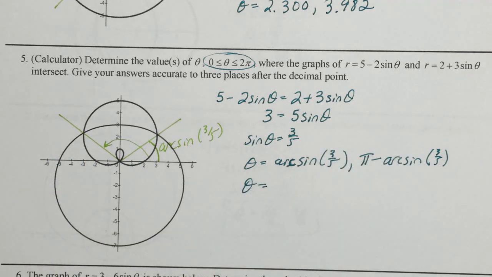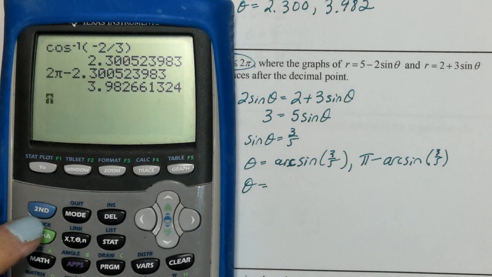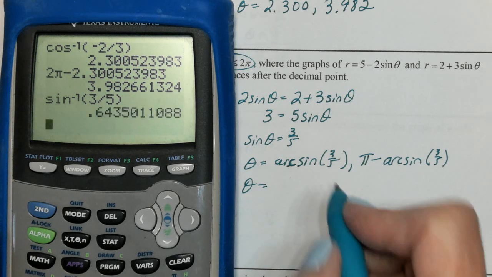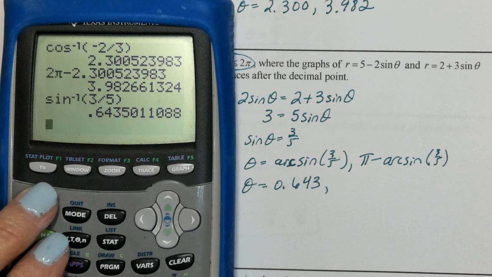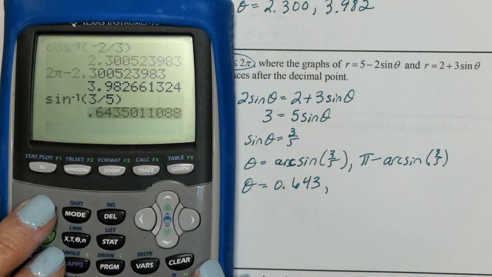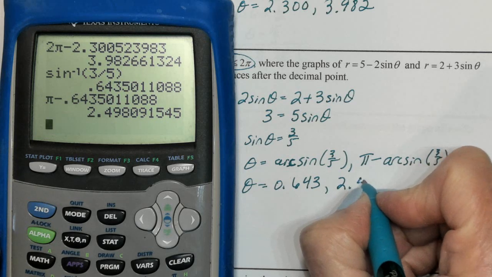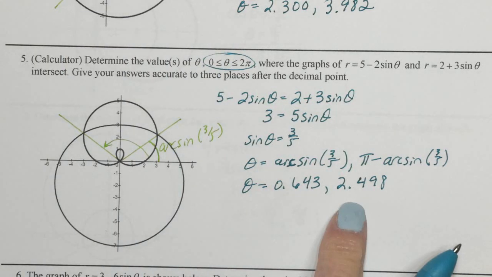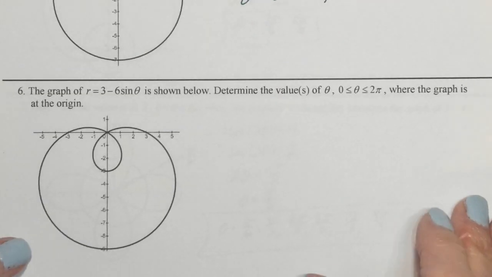And now we'll go to our calculator as the very, very last step to get our answer as a decimal. We already have our answer, but as a decimal, arc sine of 3/5 is 0.643, that's in quadrant 1. Pi minus that value is 2.498, and that is indeed in quadrant 2. It's a little less than pi. Alrighty, one more. No calculator this time.